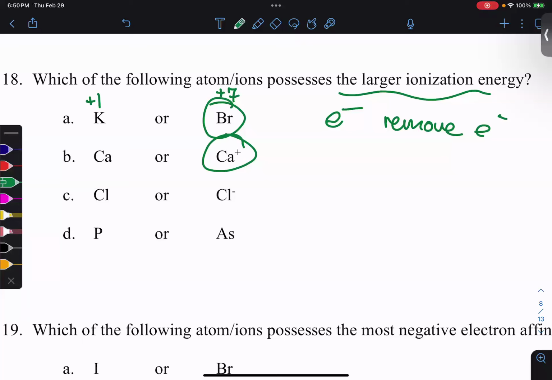All right, chlorine or chlorine minus? Which one's harder? Neutral or anion? Neutral, yes, because it's smaller. Phosphorus or arsenic? Phosphorus, why? Because it's smaller, but for what reason? N, perfect. All right, keep going.